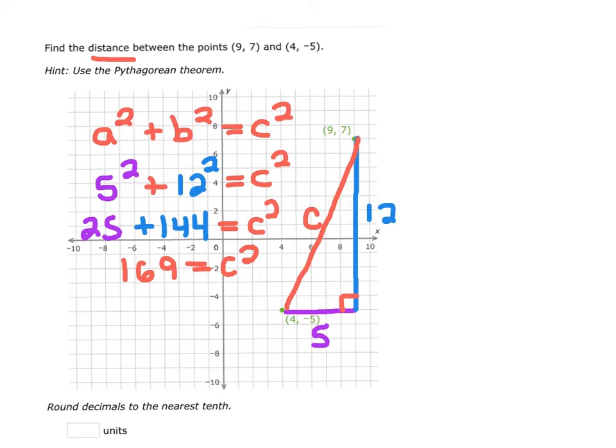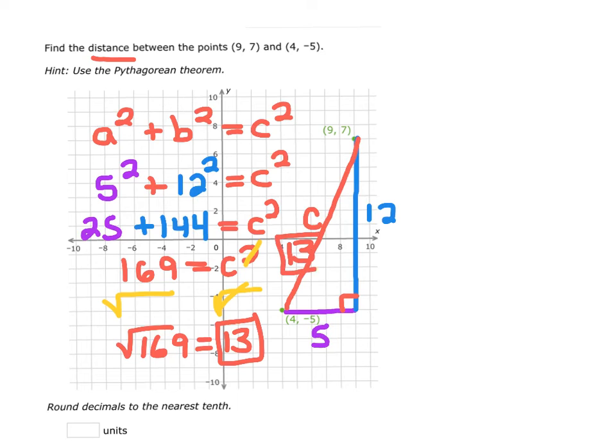To isolate c, inverse operations, so we're going to take the square root of both c squared and 169. The square root of 169 equals 13. So therefore our missing side length is 13.